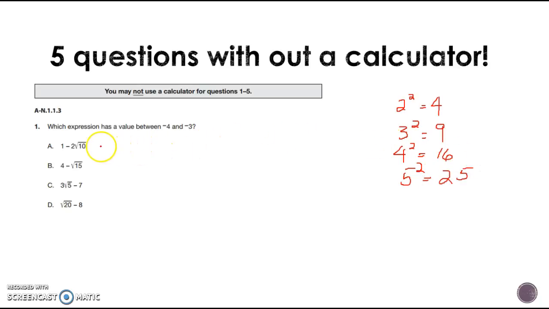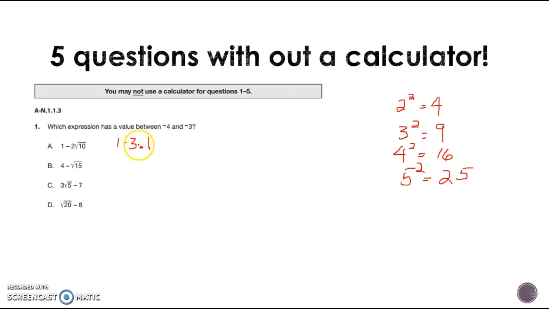Okay, so we want to take a look at this, and we're going to have to just come up with guesstimates and see if we can come up with a guesstimate that is between -4 and -3. So we have 1 minus 2 times the square root of 10. The square root of 10 is just a little bit bigger than 9, right? 10 is a little bit bigger than 9, so our square root is just a little bit bigger than 3. So this would be 1 minus 3, I don't know, point something, okay? Let's just say, for giving it a number, 3.1.